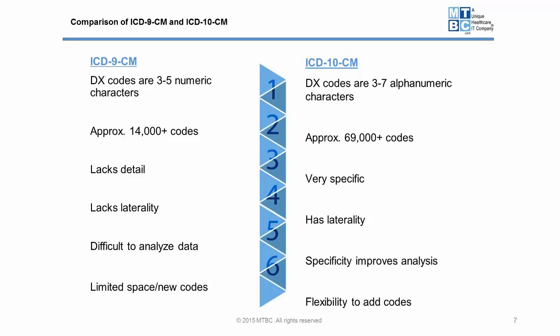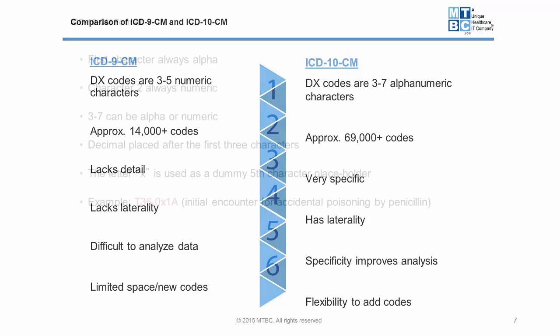ICD-9 also lacks laterality, compared to ICD-10, which has laterality. And in ICD-9, it was quite difficult to analyze data, but in the upcoming ICD-10 there is specificity, which improves data analysis. Moreover, ICD-9 has limited space and does not allow adding new codes, whereas in ICD-10 there is flexibility to add new codes.